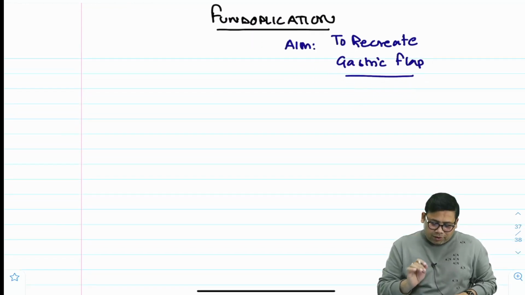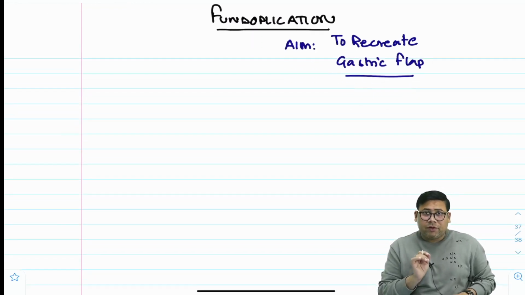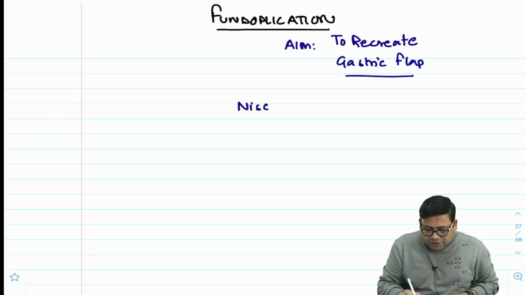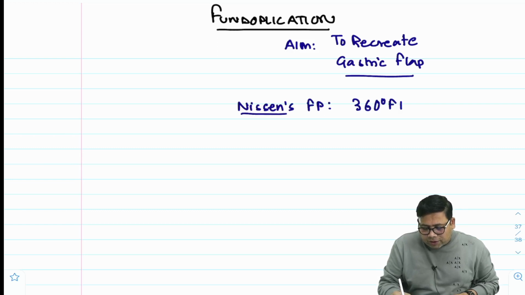Now try to understand this thing. This is very important. Just see. So the first is, let me write the names. This is the Nissen's fundoplication, and when we talk about Nissen's fundoplication, this is a 360-degree fundoplication, point number one.